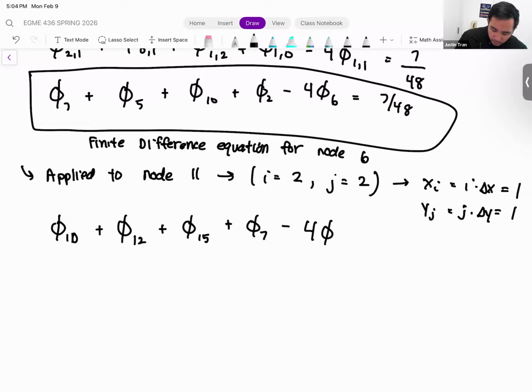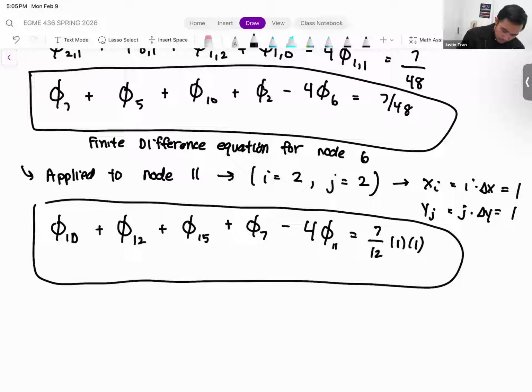And of course, the central node is node 11, so that's minus 4 times phi 11. And then we're going to multiply that by 7/12 multiplied by xi multiplied by yj. So that's 7/12 multiplied by 1 multiplied by 1. 1 is just the identity, so we just end up with 7/12. And so that is our equation for node 11.